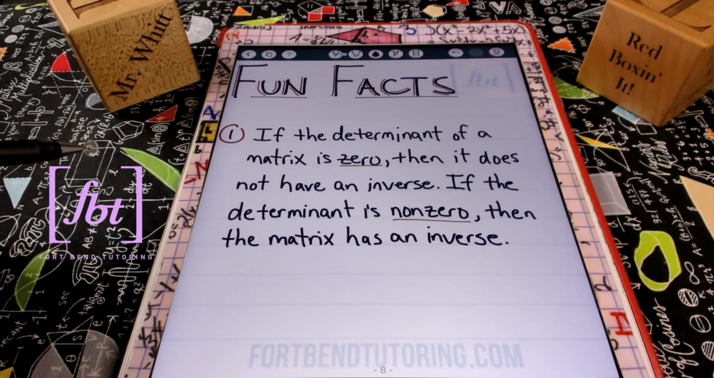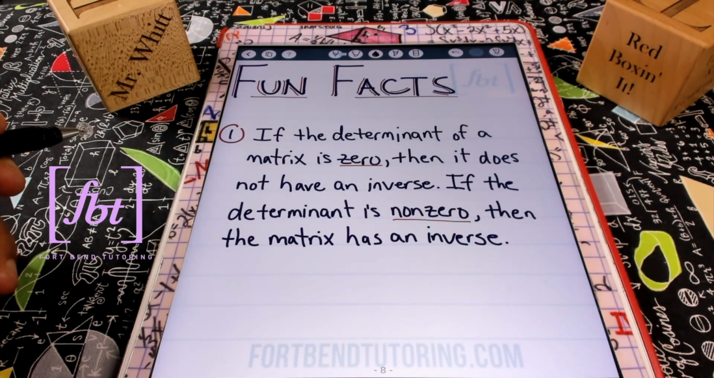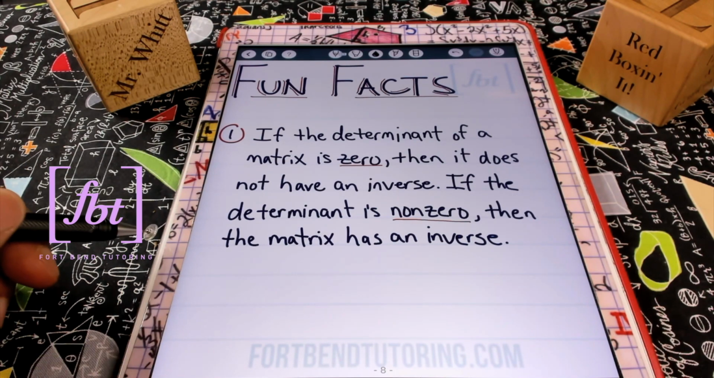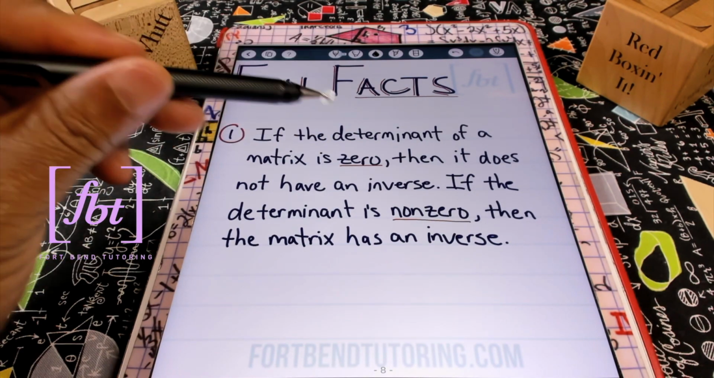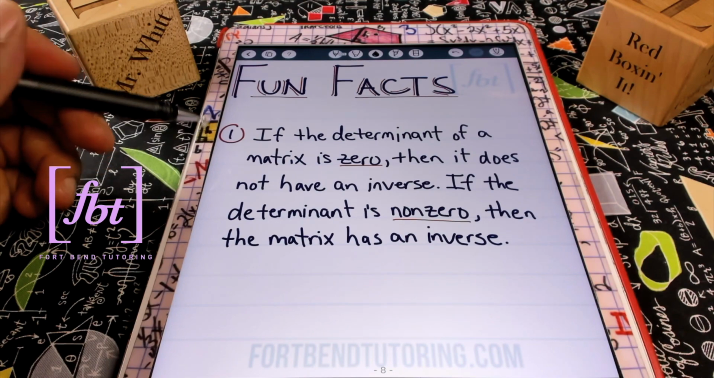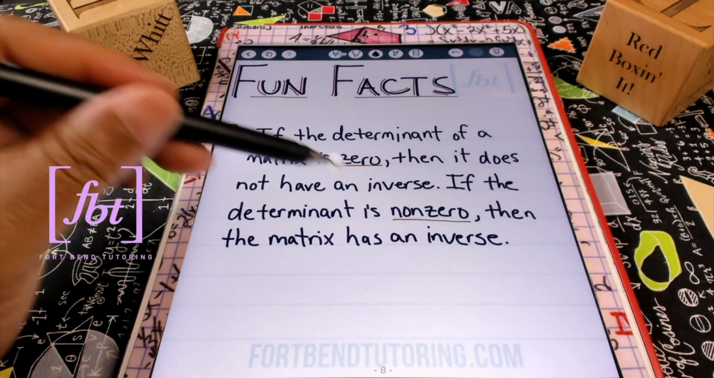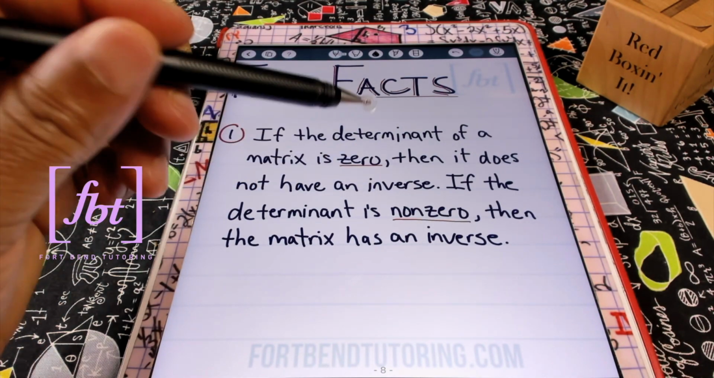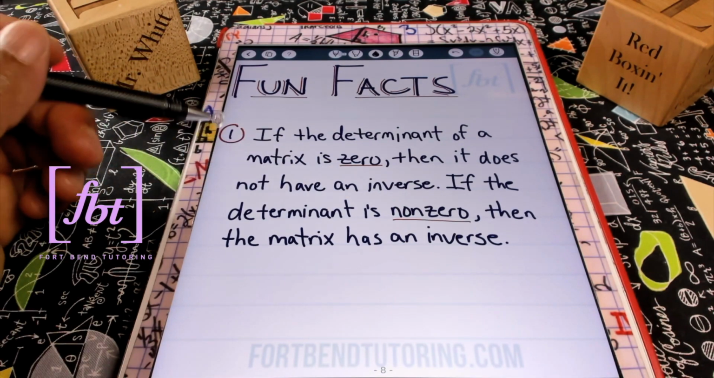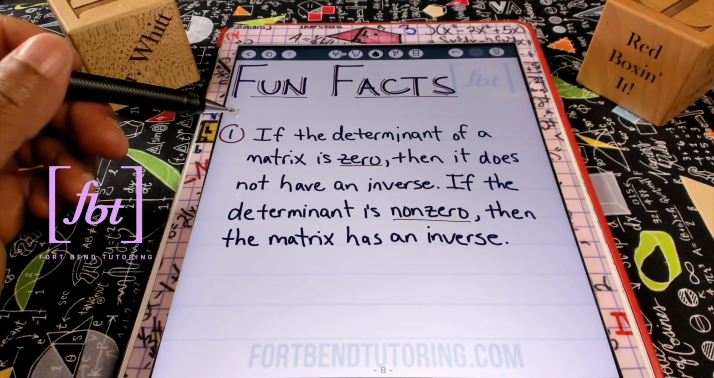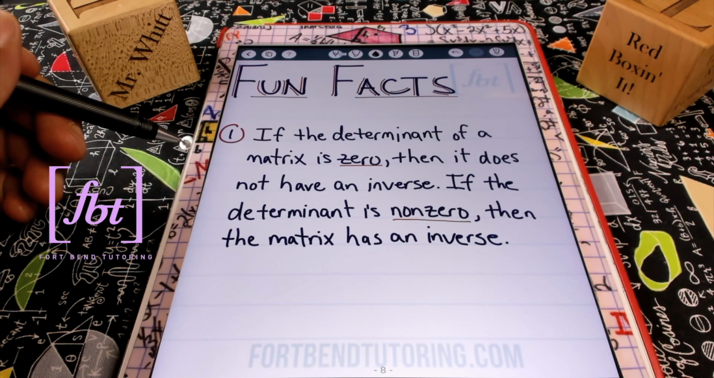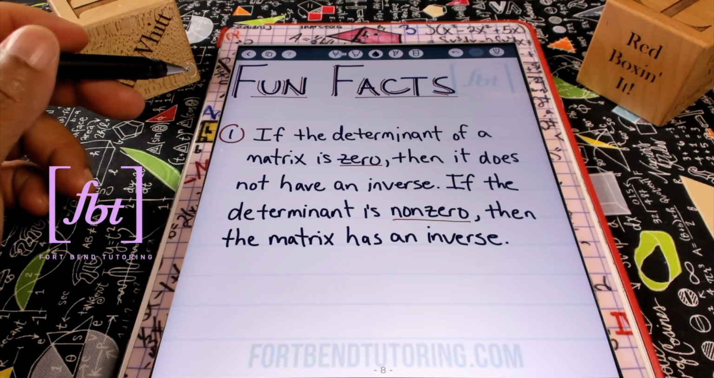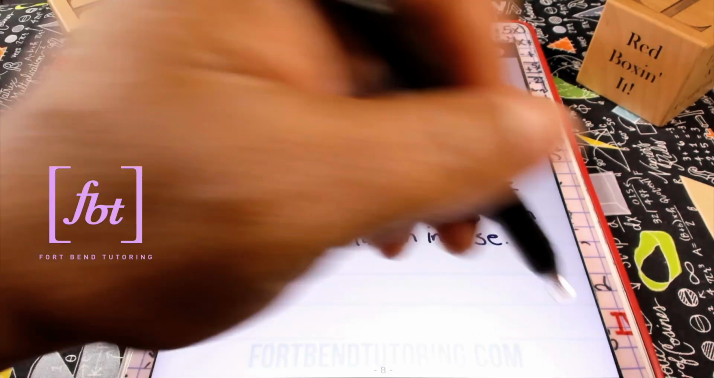All right. Here we have some fun facts about inverse matrices. You'll see a few of these sprinkled throughout the video. With this first one, if the determinant of a matrix is 0, then it does not have an inverse. If the determinant is non-zero, meaning it's any other number but 0, then the matrix has an inverse. So you can use this as a check to see whether or not a particular matrix has an inverse. Okay? So just keep that in mind. That's really important. Let's move along.